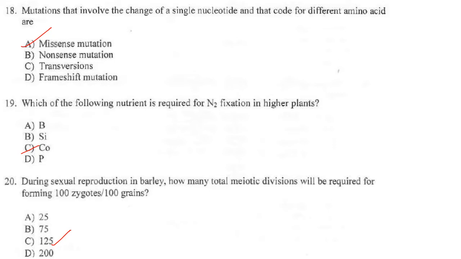So in plants, 4 male gametes are produced by a single microspore mother cell via meiosis. So after 25 divisions, 100 male gametes will be produced. Also, 1 female gamete is produced after a single meiotic division. Hence, 100 eggs will be produced in 100 divisions. Hence, a total of 125 meiotic divisions, that is 100 plus 25, are required for the formation of 100 zygotes per 100 grains. So the answer is option C, that is 125.